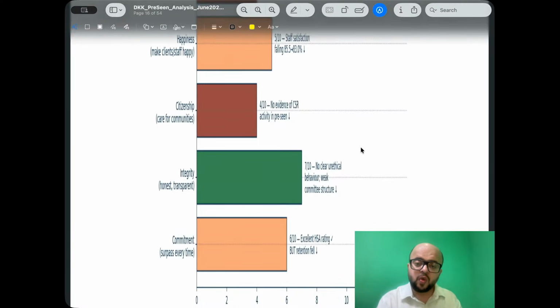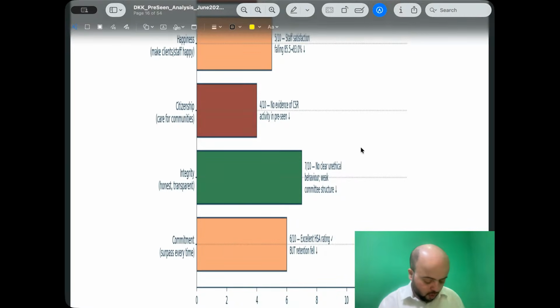Integrity, there is no clear unethical behavior, but yes, you don't have certain committees that were required. Audit committee, remuneration committee, ये सब नहीं है. तो there is a deficiency. बहुत 100% workable नहीं है, but right now there are certain challenges here.